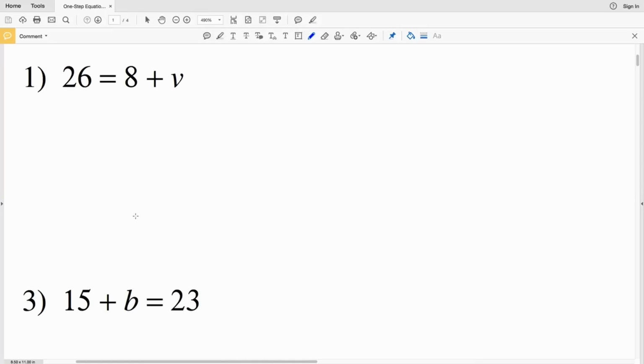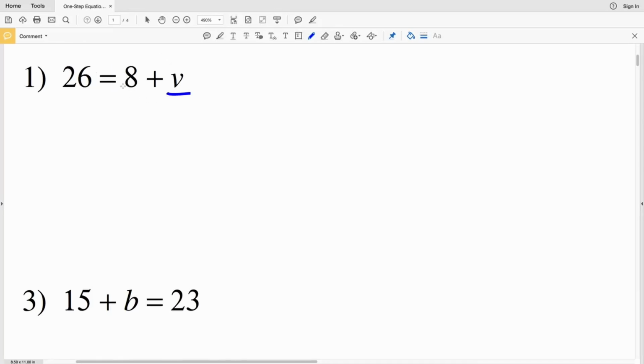For number 1, we have 26 is equal to 8 plus v. In order to solve this, we need to isolate this v. And what that means is we need to get that v by itself. Currently, we have that 26 equals the value 8 plus v. But we don't know what v is, and that's what we're solving for. We need to rewrite this in order to say v equals some quantity, or some quantity is equal to v. So we need to get v by itself on one side of the equal sign.